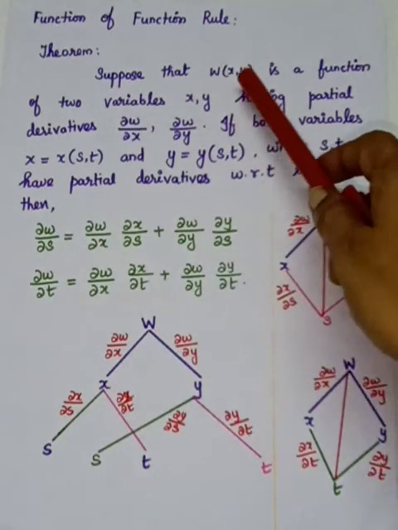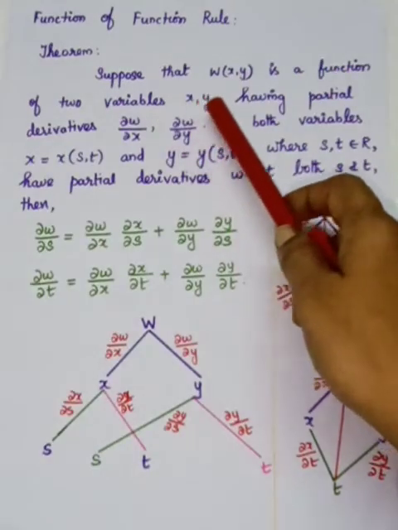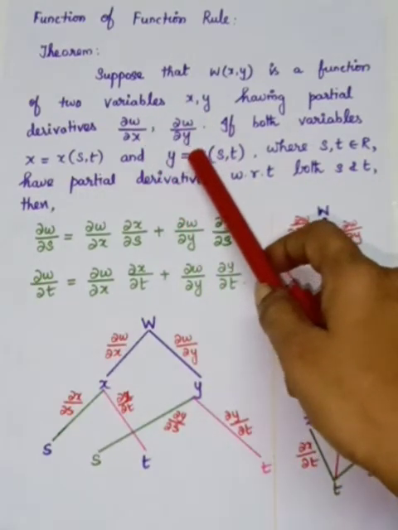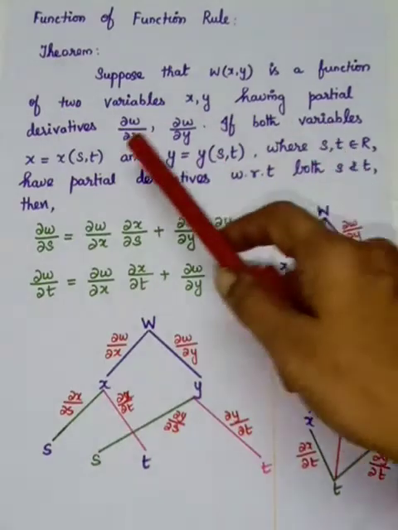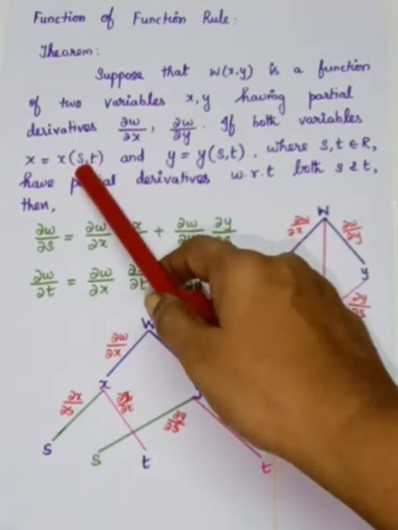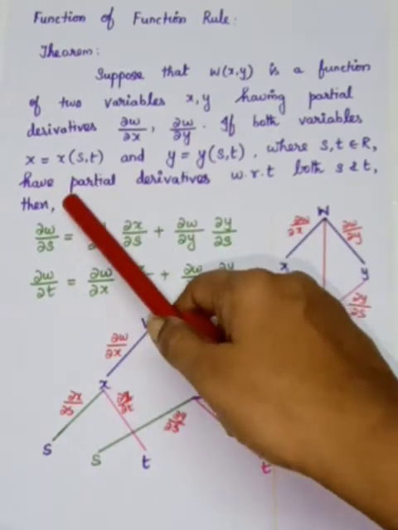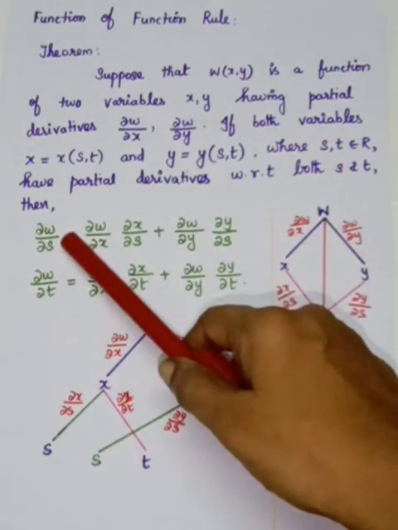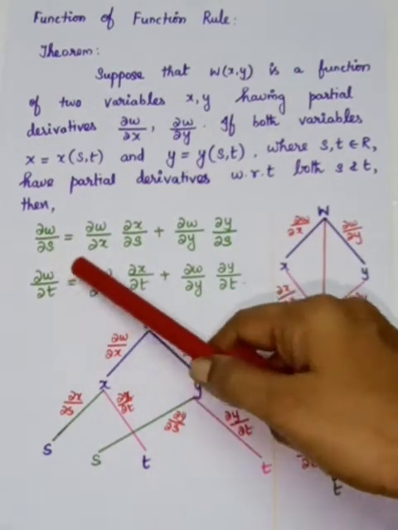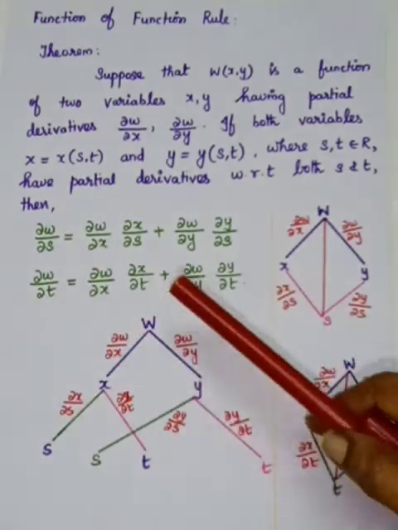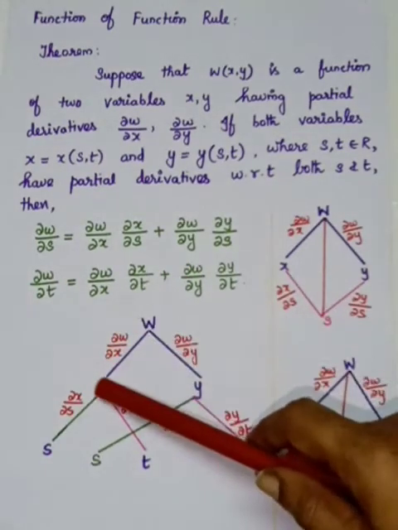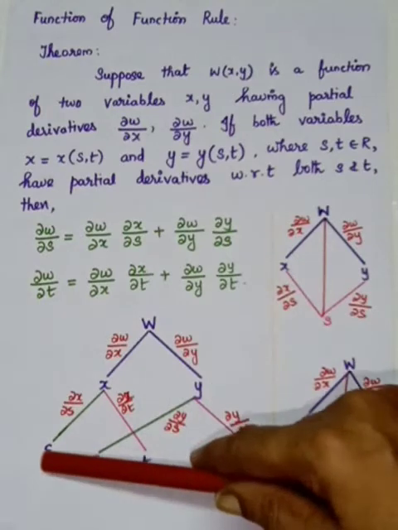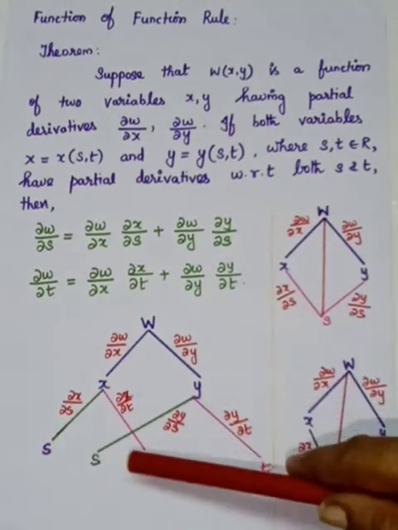W of x comma y is a function of two variables x and y, having partial derivatives dou w by dou x and dou w by dou y. If both variables x and y are functions of s and t, and have partial derivatives with respect to both s and t, then you can write dou w by dou s and dou w by dou t. You see the diagram. W is a function of x and y, and x and y are functions of two variables s and t.